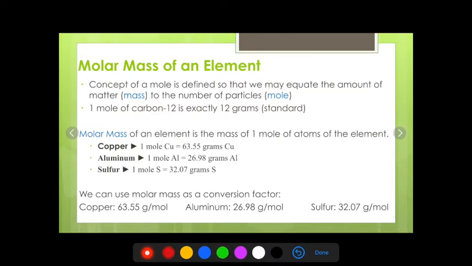It says copper is 63.55. So 63.55 is the number you're going to see on the periodic table, but the units are grams per mole, because that means 1 mole of copper weighs 63.55 grams. And then over here, 1 mole of aluminum weighs 26.98 grams. So we just use the units grams per mole. And then here, sulfur is 32.07 grams per mole. So all I have to do is look at the periodic table and it will give me the molar mass of each element. So again, that number is per 1 mole for all the elements.